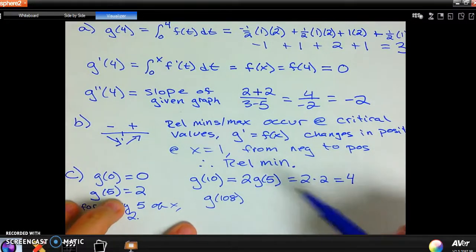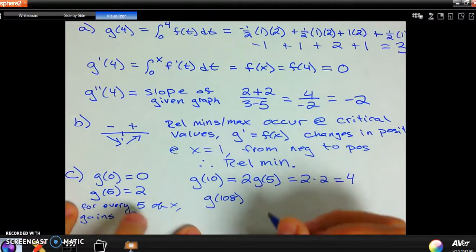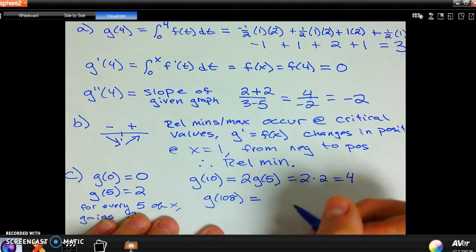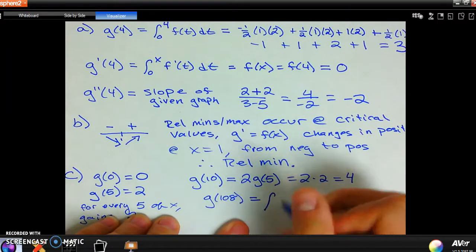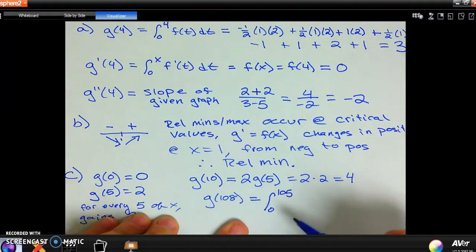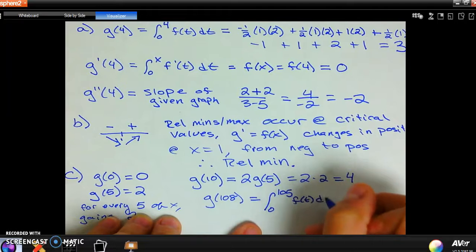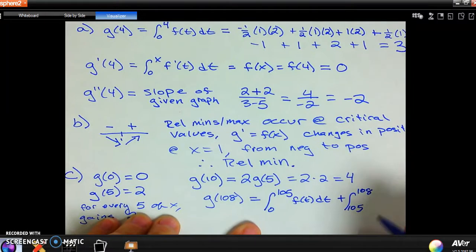Well, 108 is not divisible by 5, and we already said that this 5 is important. So I'm going to break it up. Using that second integral property, I can break it up. The integral is like the sum of the two smaller ones. So I'm going to go from 0 to 105. Why 105? Because I know that 105 is divisible by 5. That'll be the integral of f of t dt. And then I still have that other part, so I need to go from 105 to 108 of f of t dt.